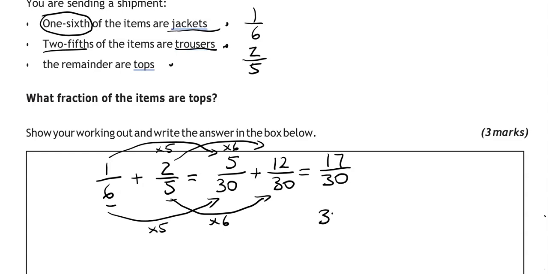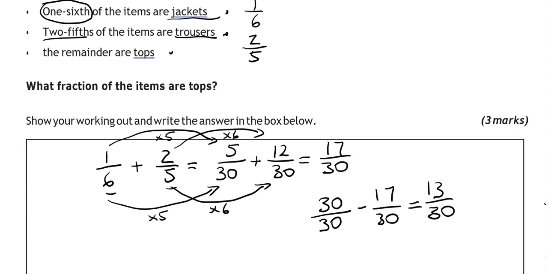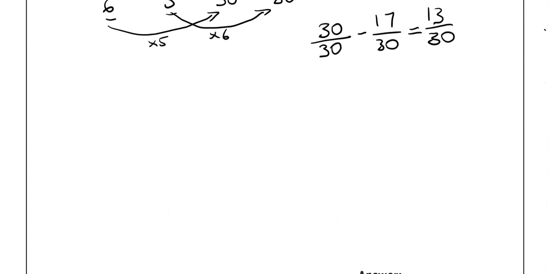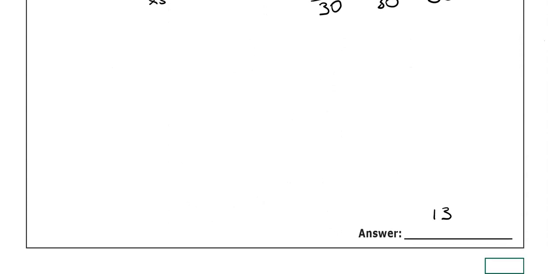So from 30 over 30, we take away 17 over 30. And that leaves us with 13 over 30. 13/30.